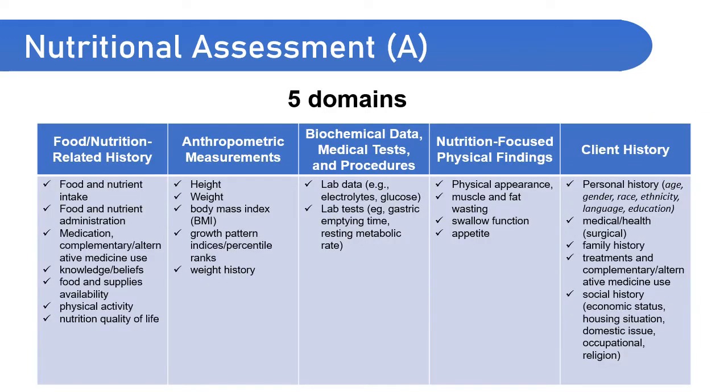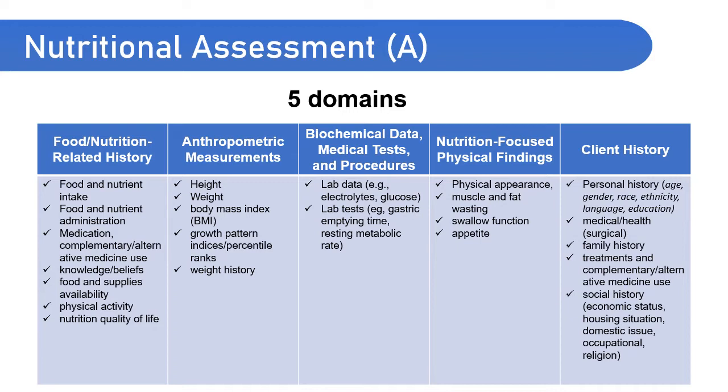So, in performing a nutrition assessment, we have to include 5 domains or 5 items. First one is food or nutrition related history. Second is anthropometric measurement. Third is biochemical data, medical tests and procedures. Fourth is nutrition focused physical findings. And the last one is client history.